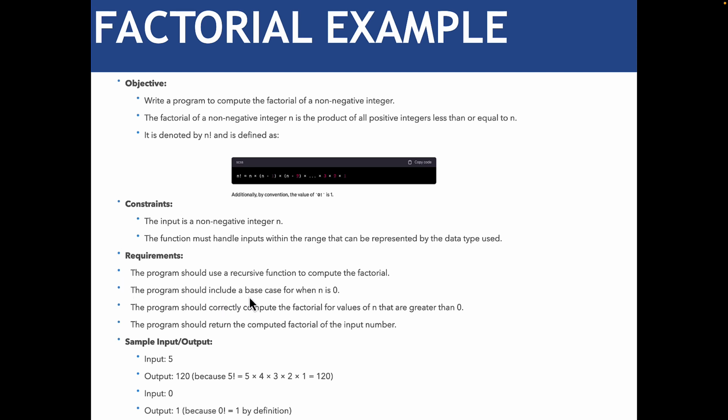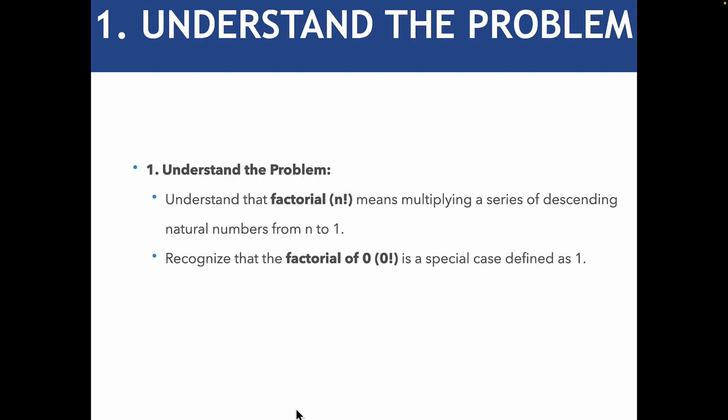The program should include the base case when n equals 0. And this is a sample. If I take 5 as input, so usually you start by making simple examples, 1 or 2 examples, and this will help you to identify the pattern. Imagine that I don't give you this equation. You can say, okay, this is an example of 5, this is an example of 1, and that's pretty much it.